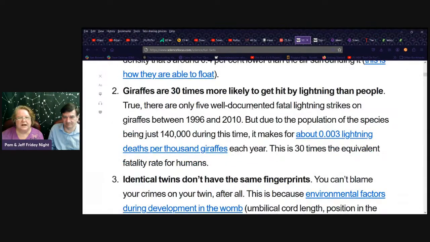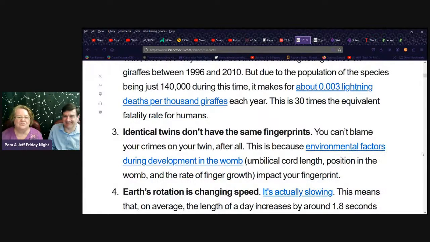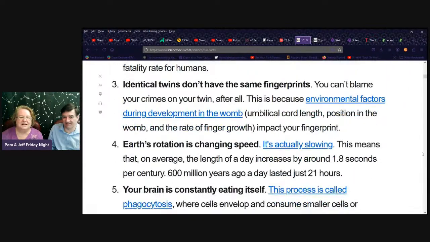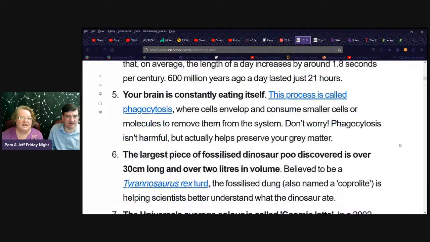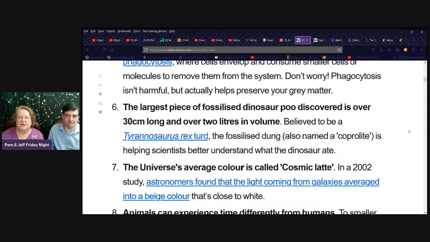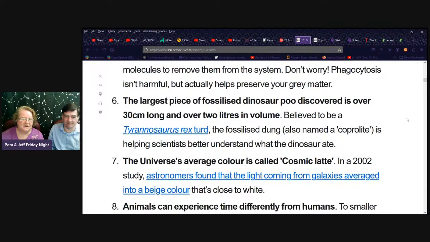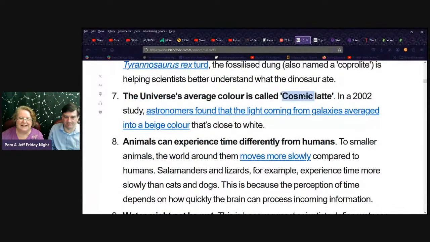Oh, okay. Giraffes are 30 times more likely to get hit by lightning than people. Especially if one's standing next to you. Identical twins don't have the same fingerprints. Yep. Oh, we're actually slowing down. The rotation's slowing down. Yep. Okay, that sounds creepy. Your brain is constantly eating itself. Oh, but it's normal. Phagocytosis, that word. It consumes smaller cells or molecules to remove them from the system. Don't worry. It isn't harmful. Actually helps preserve your gray matter. Oh, okay. That's a good one. Cosmic latte. That's a hell of a name.